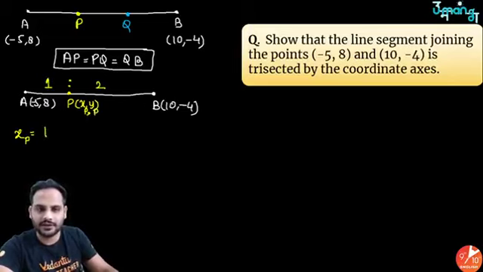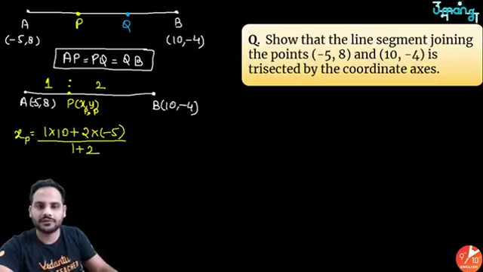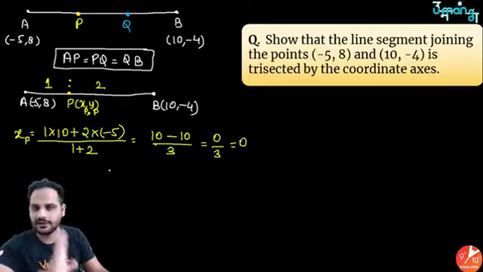X coordinate of P will be cross multiply करना है. So 1 into 10 plus 2 into minus 5 divided by 1 plus 2, which is 1 into 10 is 10, 2 into minus 5 is minus 10, divided by 3, which is 0 by 3, which is equal to 0. Chalo, x coordinate of point P is 0. Let's see the y coordinate.